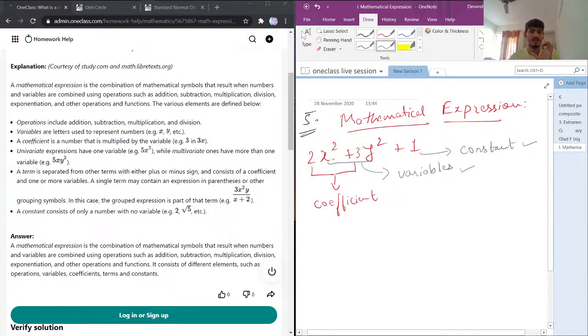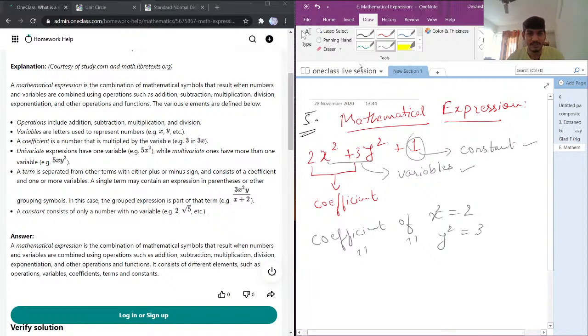Remember that whatever number is multiplied with the variable, or whatever number is written just next to the variable, that number is called the coefficient of that variable. So here I can write the coefficient of x square is 2, not x. And the coefficient of y square is 3. Now a number written alone, which is not multiplied with any variable, is just a constant term. So in this we have the constant as 1.